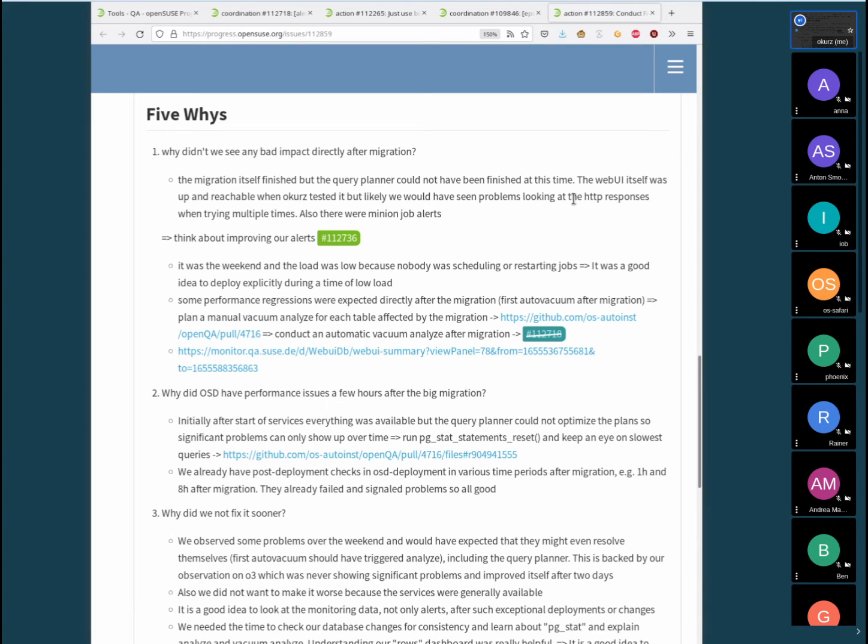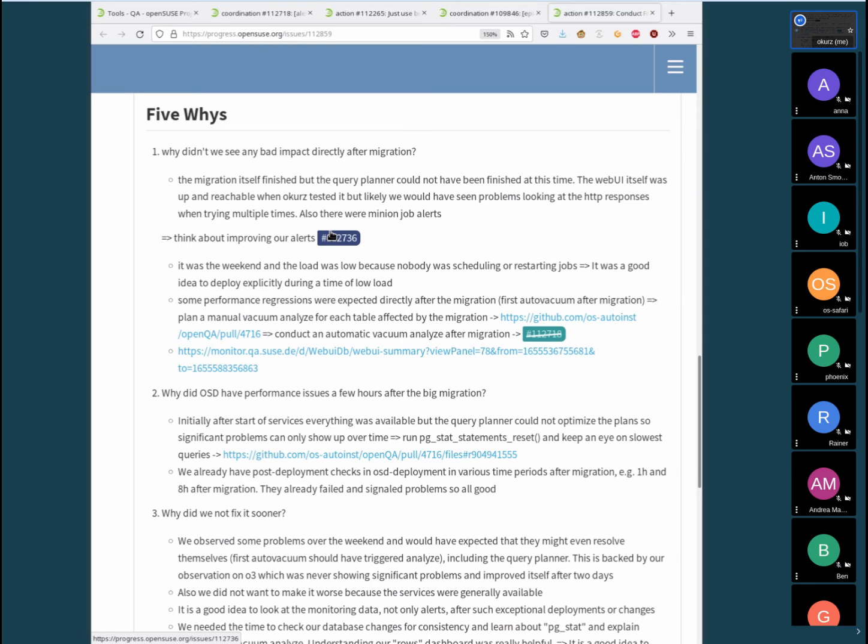Likely we would have seen problems looking at the HTTP responses when trying multiple times. And also there were minion job alerts, but these were very vague indications of a problem at this time. Just to tell you that we tried to really think about improvements on every level. So every one of these whys should have some ideas, like what can we do to improve.